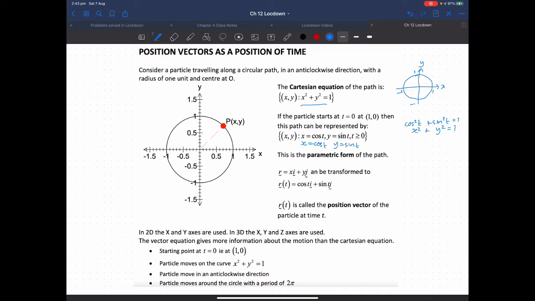Now we can begin to find more information. For instance, we know the particle has to start when time is 0. When time is 0, we know x is equal to the cosine of 0, which is 1. Y equals the sine of 0, which is 0. So I know my particle is going to start at the point 1, 0. I've just marked that in on the graph I've got on the left-hand side.